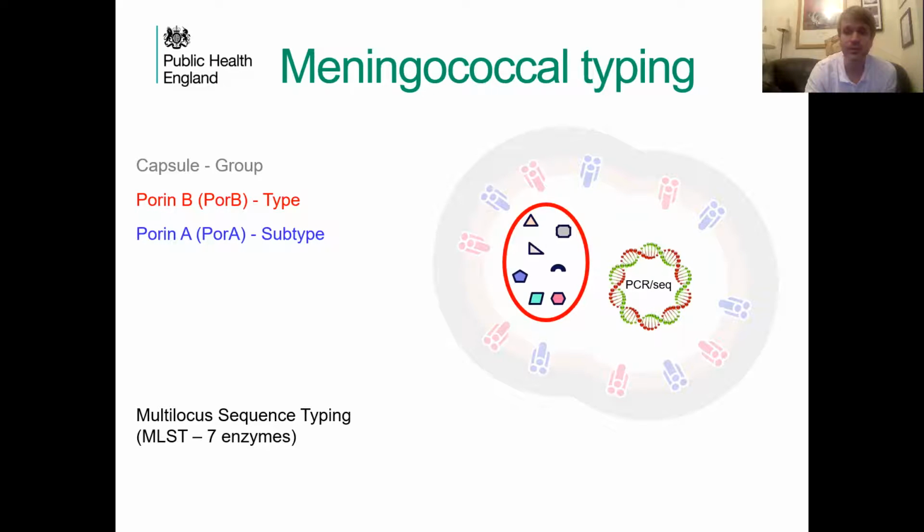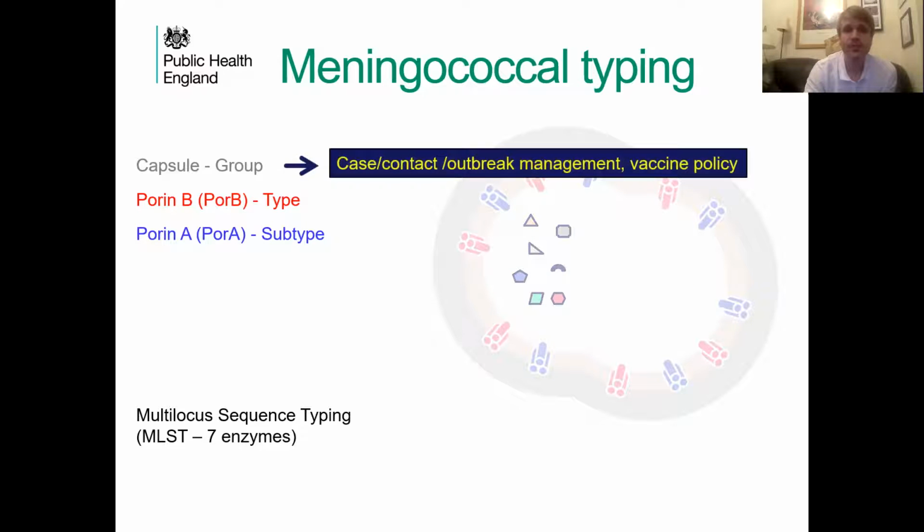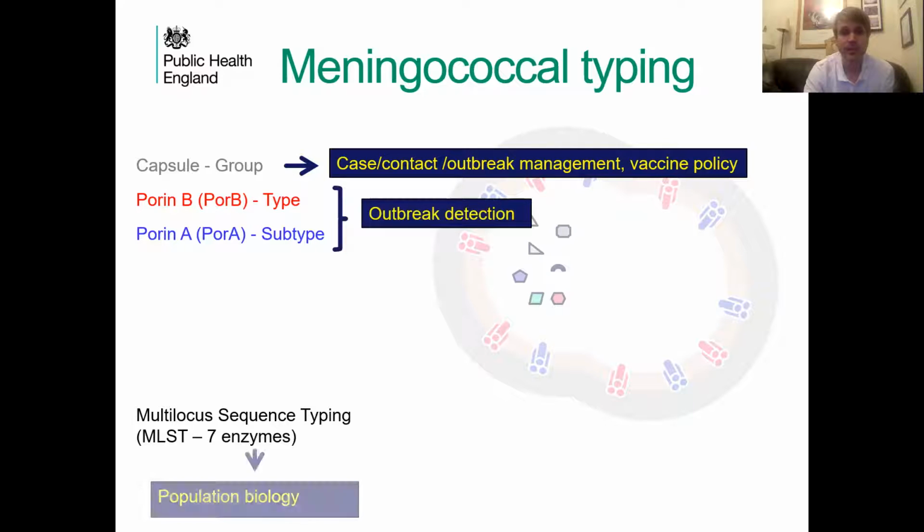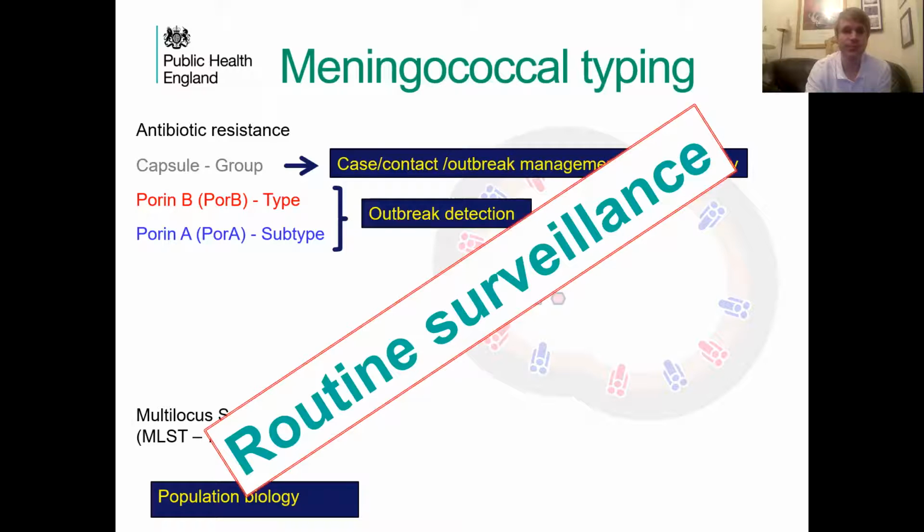And of course, using PCR and sequencing, we can also characterize these intracellular proteins or gene fragments thereof for multi-locus sequence typing. So obviously the capsule is incredibly important to characterize because it's the target of several major vaccines. So this is useful for case, contact and outbreak management, and also for directing vaccine policy. The two porins are traditionally useful for outbreak detection, and MLST, because these are sequestered away from the host immunity, they're not under any kind of immune selective pressures, and so these are particularly good for population biology. And together with antibiotic resistance testing, these form what we would regard as routine surveillance.